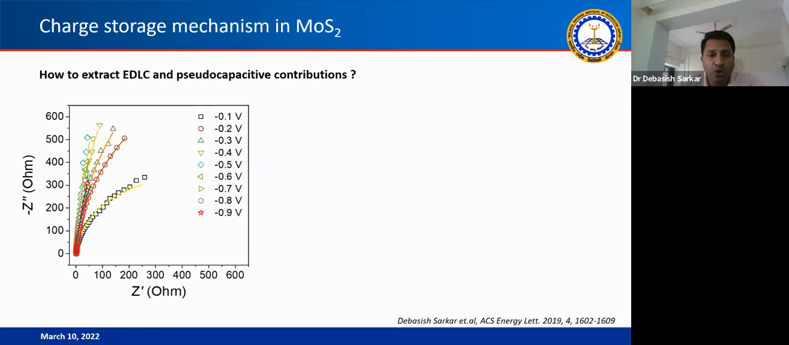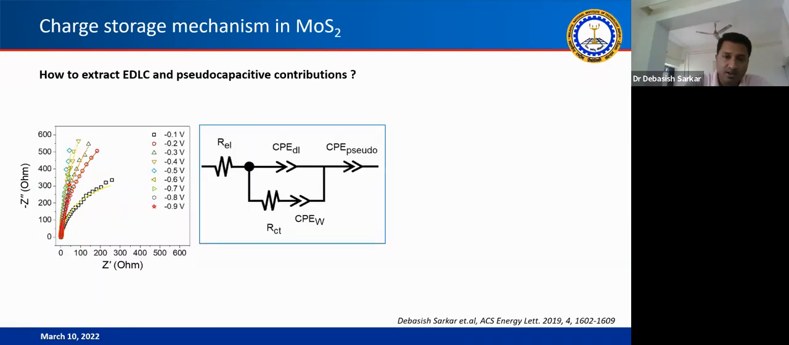For that, we used impedance analysis, or electrochemical impedance spectra. We took the EIS spectra. These are called Nyquist plots at different potential windows, starting from -0.1 to -0.9, and we fit those data with an equivalent circuit model.